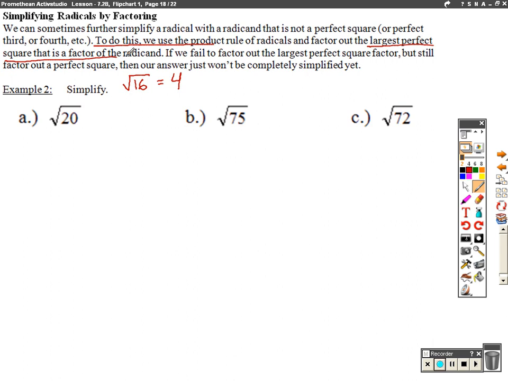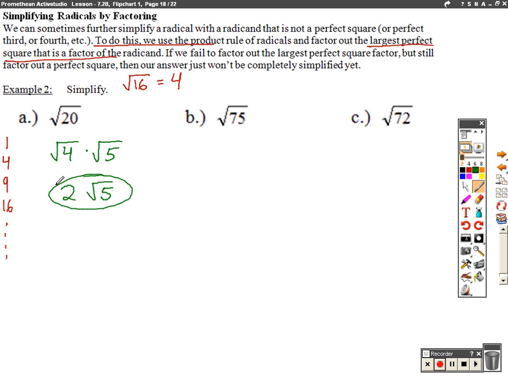So if we consider our perfect squares, what are our perfect squares? We need to know this list: 1, 4, 9, 16, and so on. We need to find the biggest number there that goes into 20 evenly. And the biggest one is 4. So I can break this up as the square root of 4 times the square root of, well, 4 goes into 20, 5 times. So I just used my product rule of radicals backwards. Now what is the square root of 4? It's 2 times the square root of 5, and you're done.